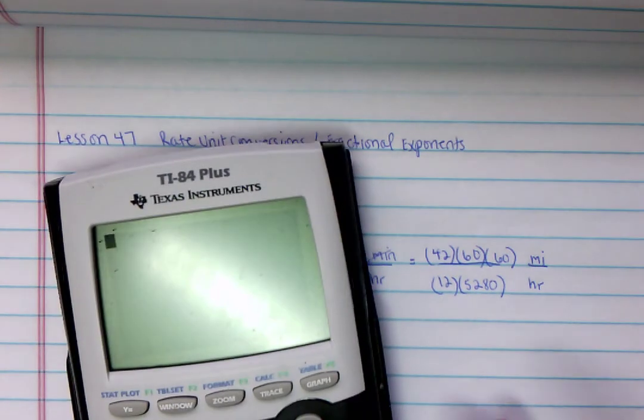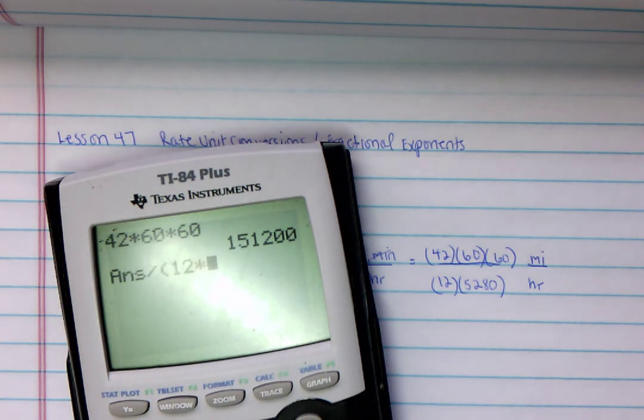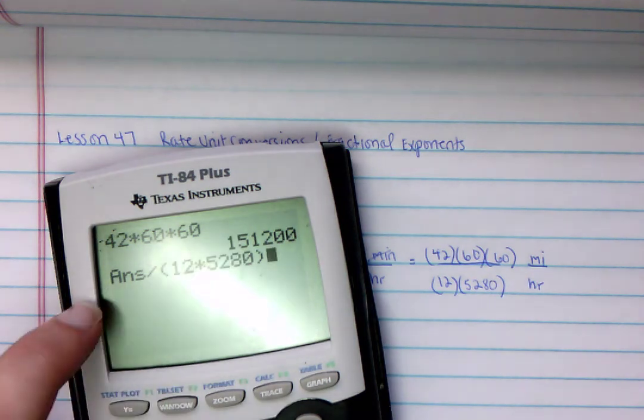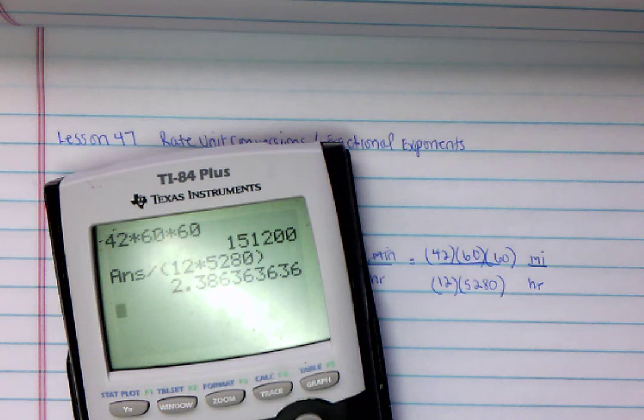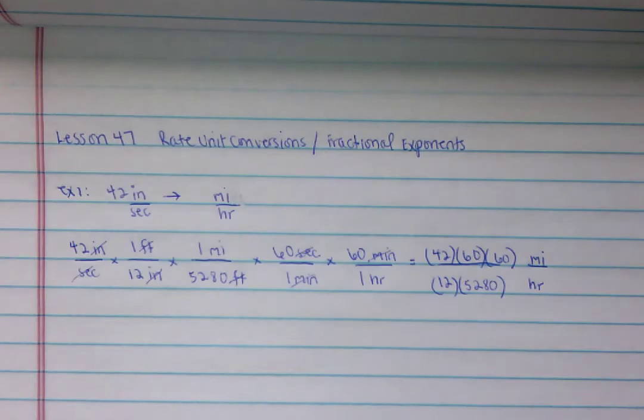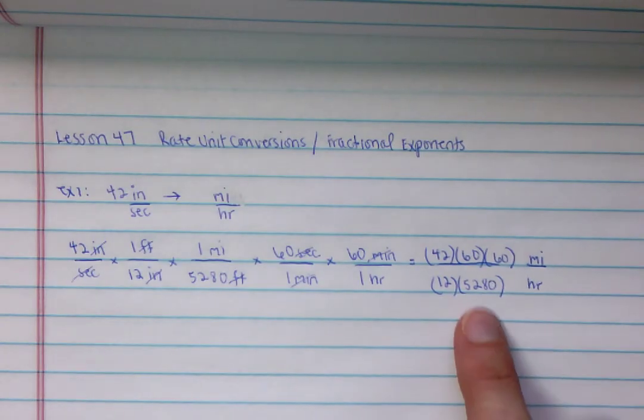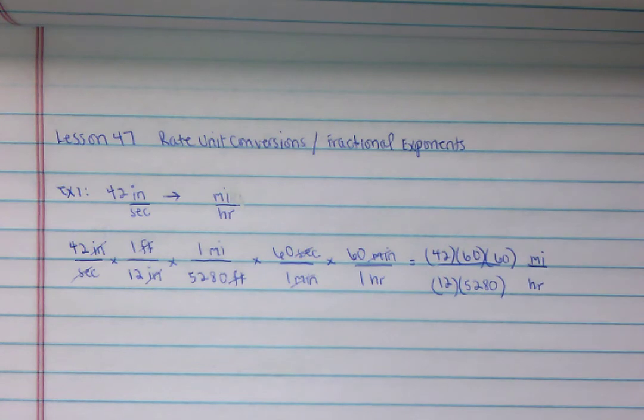So if I were to do 42 times 60 times 60, I get that big number. And then I'm going to divide that, and I'm going to put in parentheses 12 times 5,280. So I'm showing that I'm multiplying the part on the bottom in the parentheses first, and then I'll take this number and divide. And I get about 2.39. So it's about 2.39 miles per hour. But again, you can leave it like this for your work.